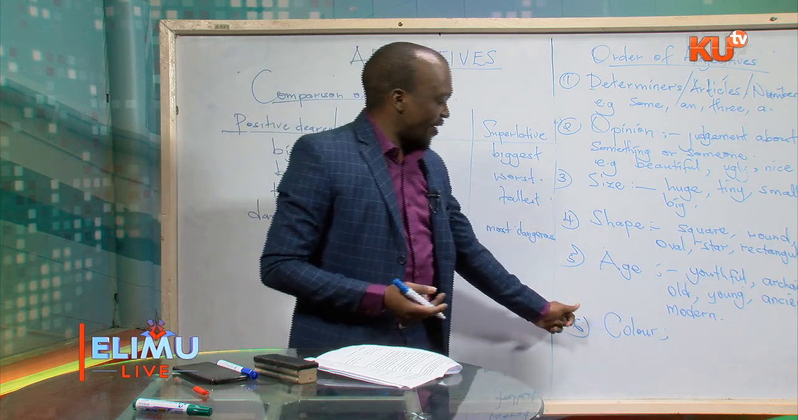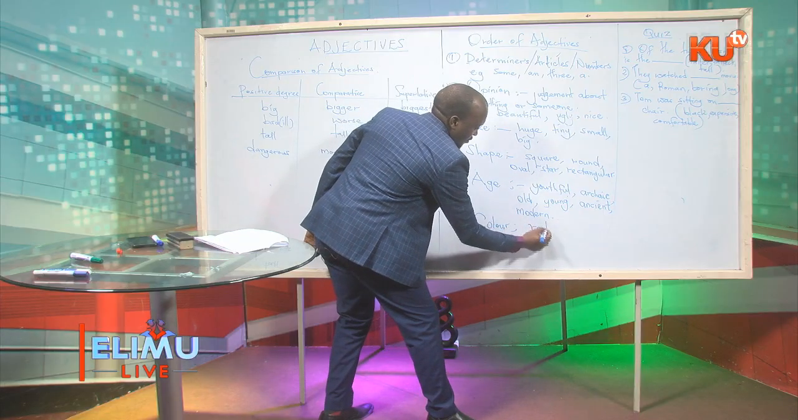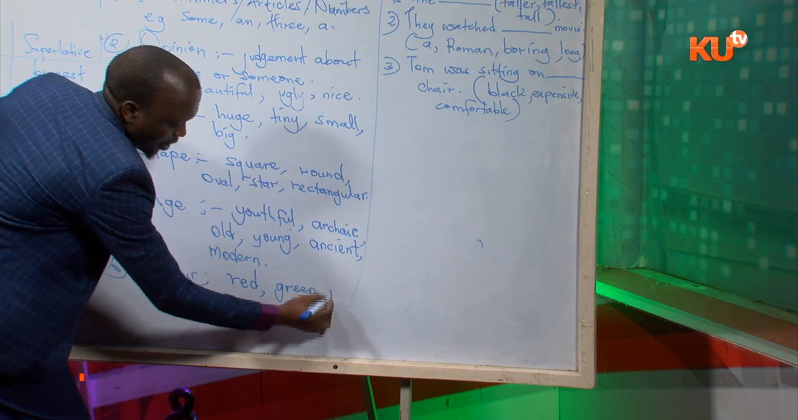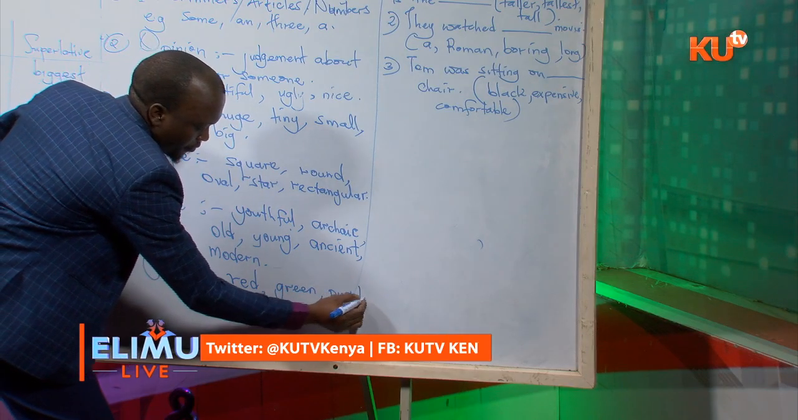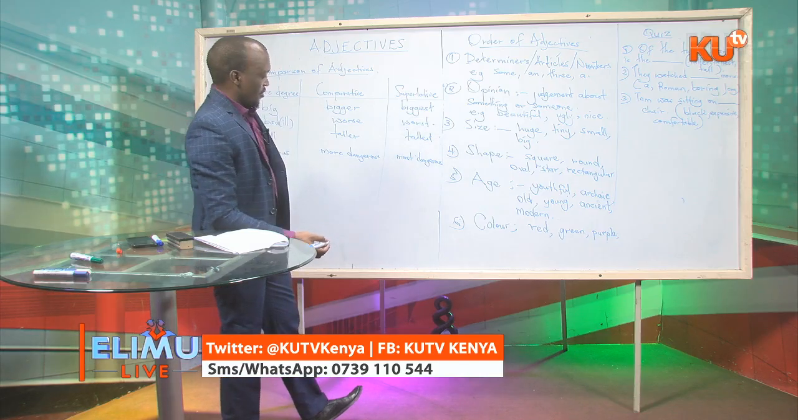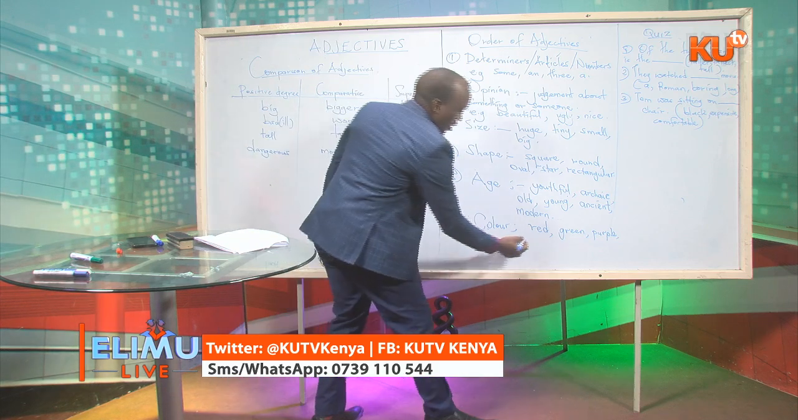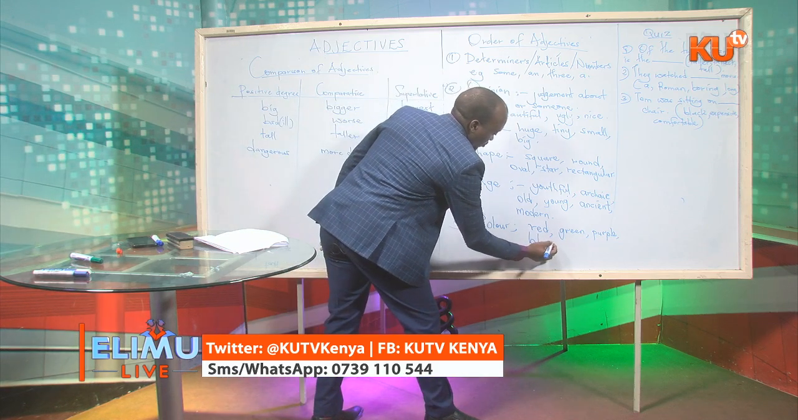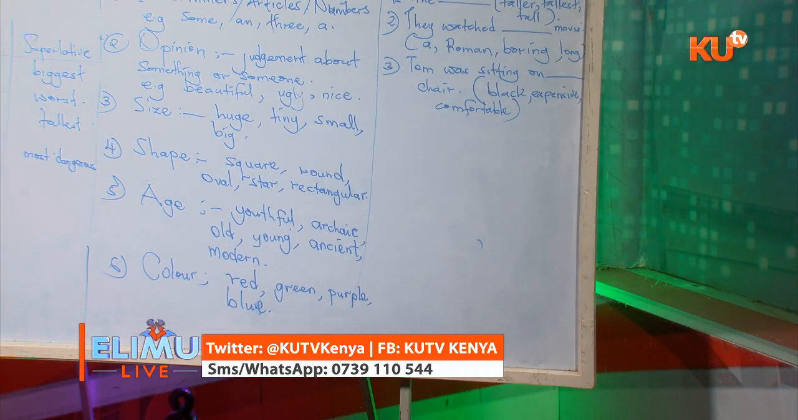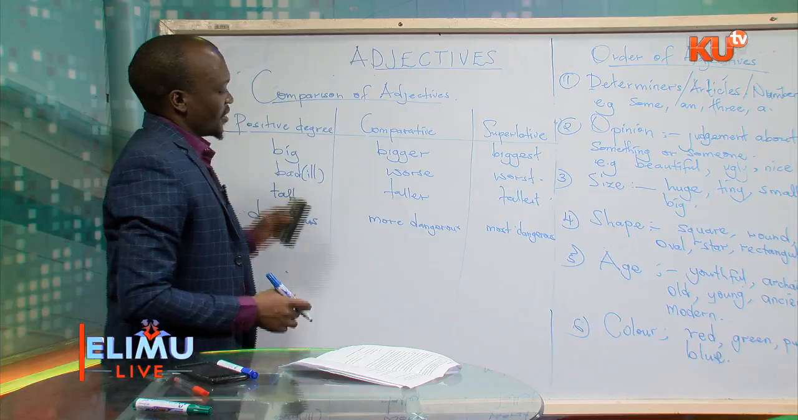So when dealing with color, we have words like red, green, purple, colors. I know you can help me adding more colors here. When you are at home, blue. At home, you can add more colors. Maroon, violet. I know the girls are very good in colors.